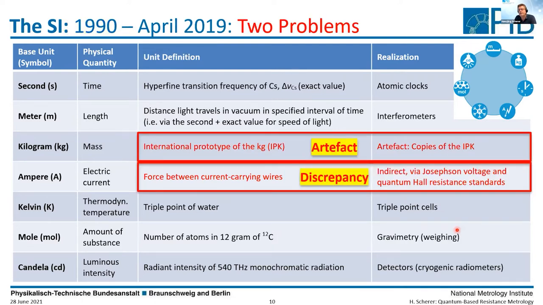So you can say that in this time from 1990 until exactly April 2019, this SI system faced two main problems, which are indicated here. The first problem was that the kilogram was still defined via the mass of the international prototype of the kilogram, an artifact that was stored at the BIPM in Sèvres, and where several copies have been made that were internationally distributed. The second problem was that there was a discrepancy for the ampere between the unit definition, as I said, and the realization, which was not a real realization, but more a representation via the quantum electrical effects.